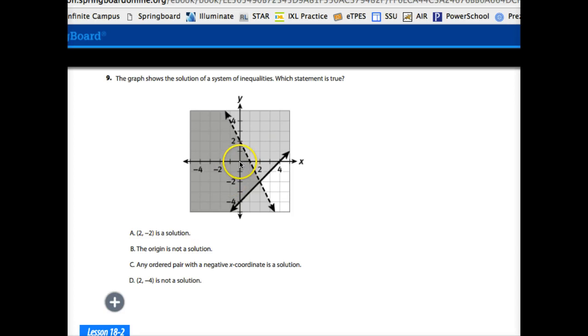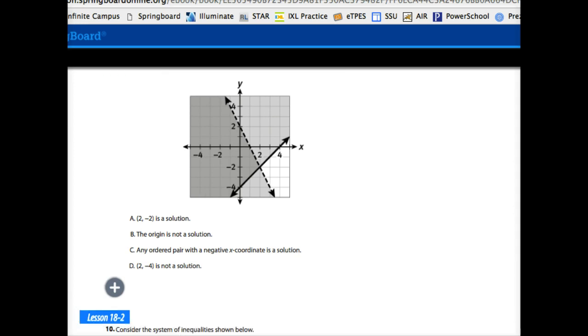The origin is not a solution. That's not true. The origin is in the shaded region. C, any ordered pair with a negative x coordinate is a solution. Well, if I continue the graph forever, that won't necessarily infinitely be true, so that won't work. It works for some of the x's here, but not all x's forever. So D, hopefully it's the answer. 2, negative 4, that's here, is not a solution. That is true. 2, negative 4, definitely not a solution. So D is your answer there.